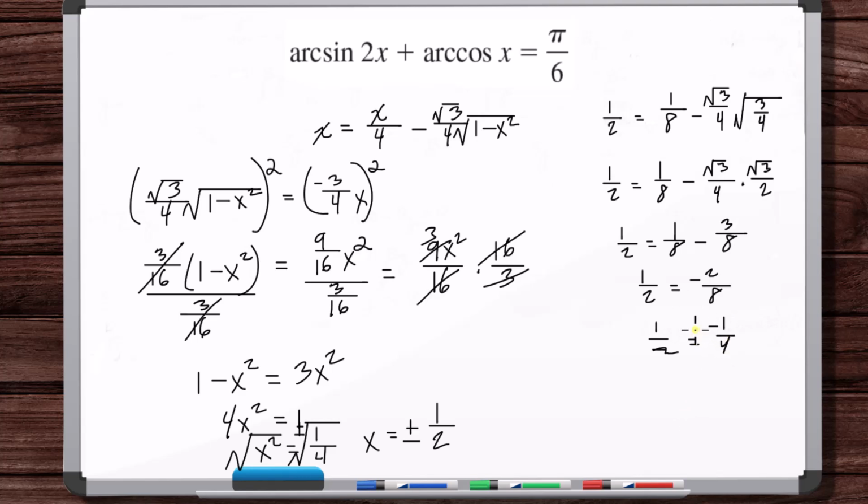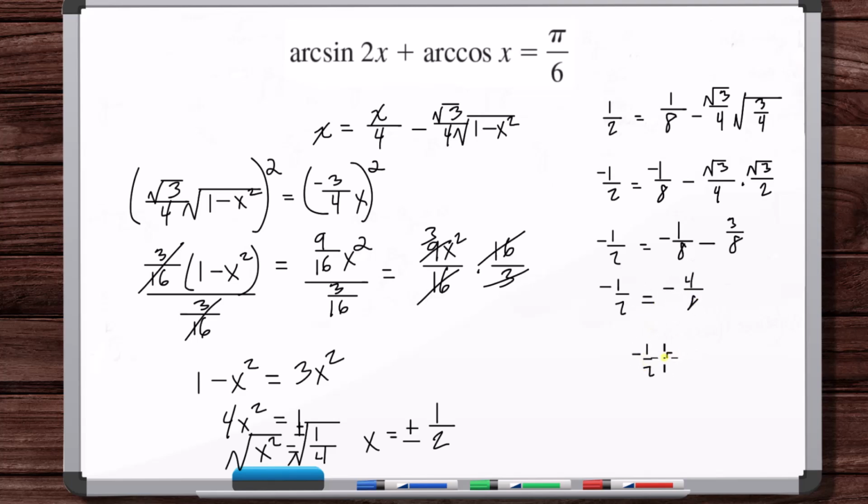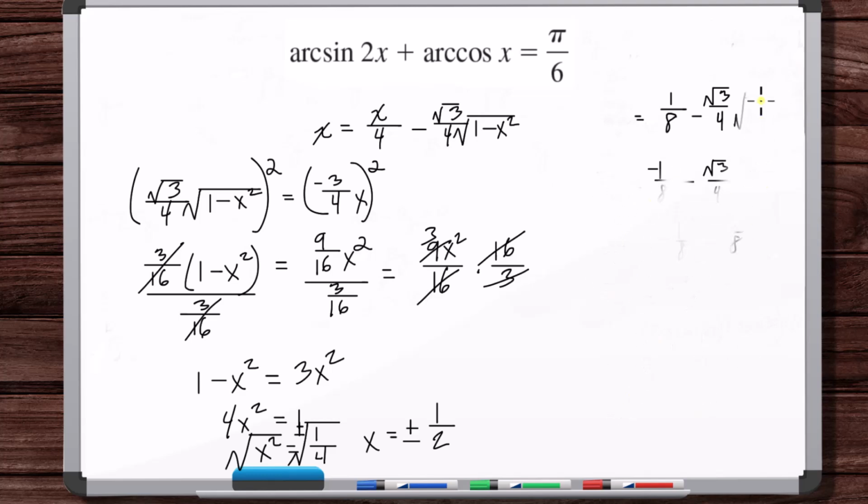One half is not equal to minus 1/4, so positive 1/2 is not a solution. Now let's see, with negative 1/2 we'd still get this, but then this would be negative and this would be negative. So let's see, 3 over 8 minus 4 over 8. Okay, there we go. So there's only one solution to this radical equation. It's minus 1/2. And so there you go, x is minus 1/2 is the solution.